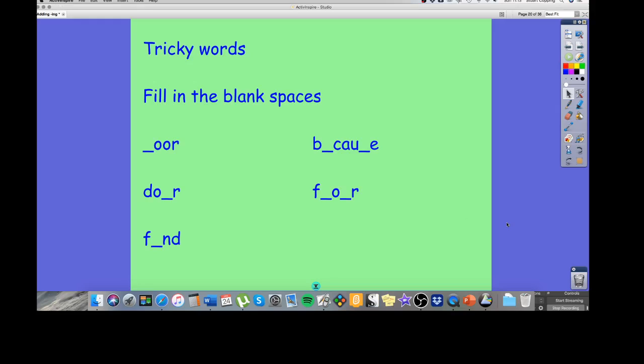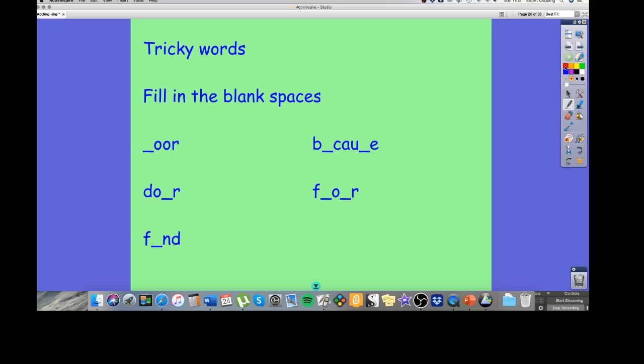Here are our tricky words. And what I've done this time is I have left out some letters. So what I would like you to do is just to spend 2 minutes now writing these 5 words with the correct letters in. So pause and we'll go through it afterwards. Go now.